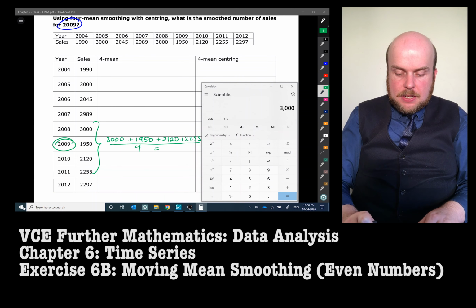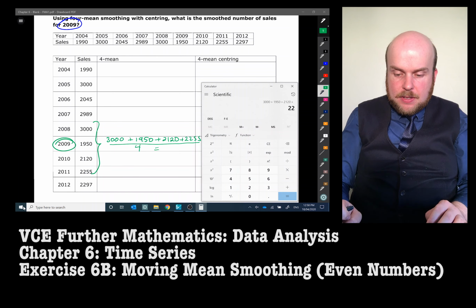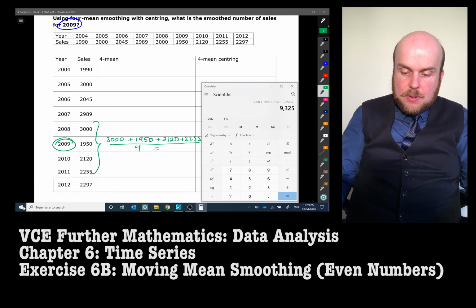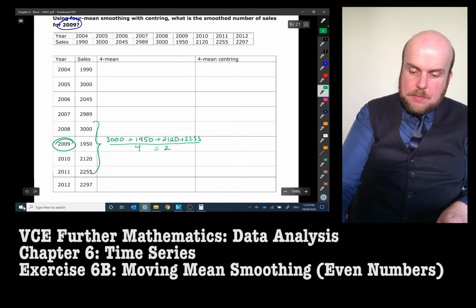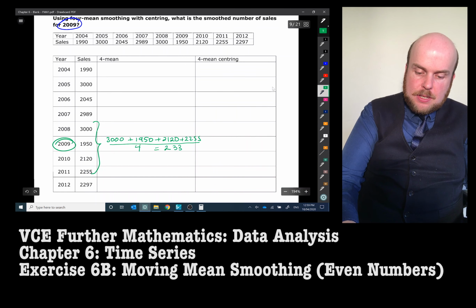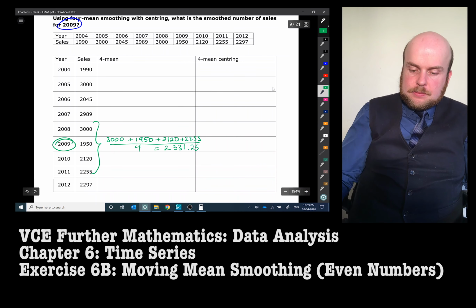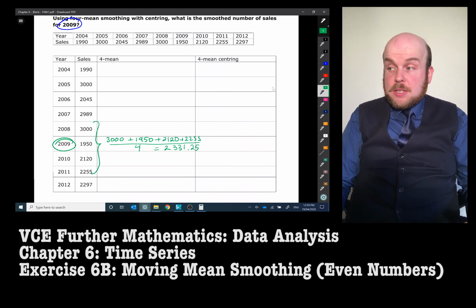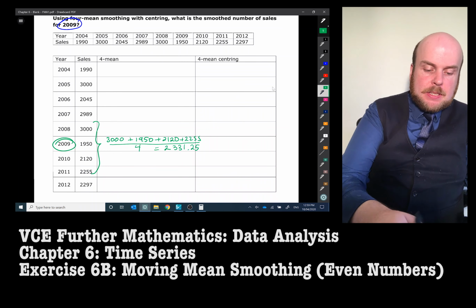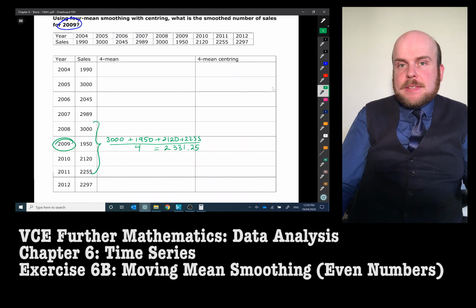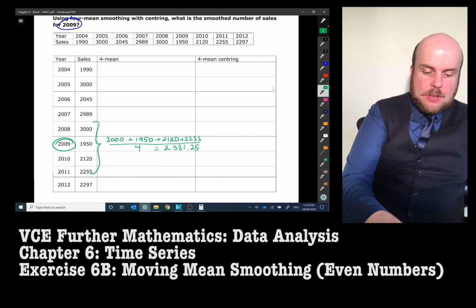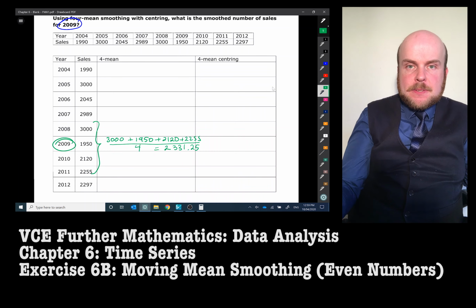3,000 plus 1950 plus 2120 plus 2055. Divide that by 4 and we get 2331.25. So that's one of the values I'd calculate. You'll notice there that the 2009 value is the second one there, out of those 4. So 2008, 2009, 2010, 2011's figures.